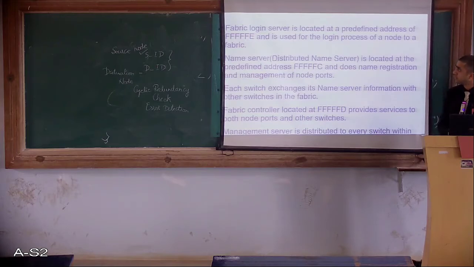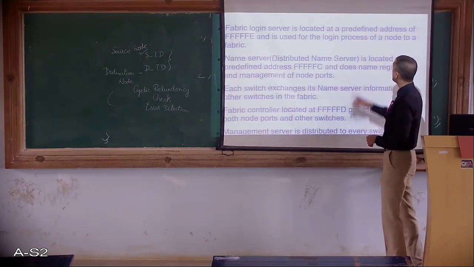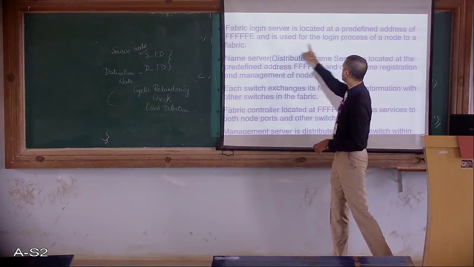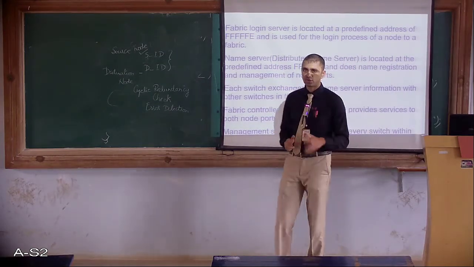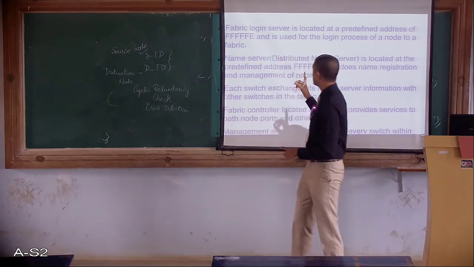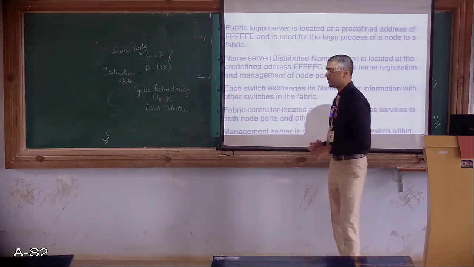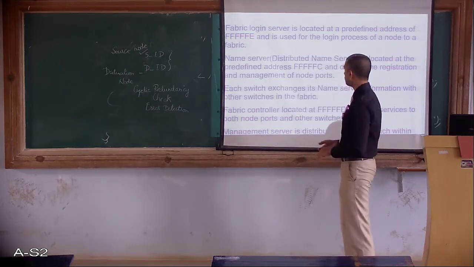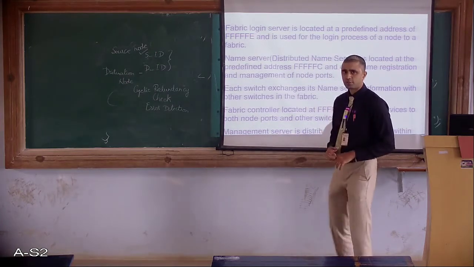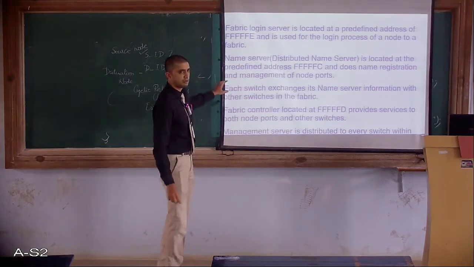Let us repeat it again. The first one, the fabric login server, is located at a predefined address and is used for the login process of a node to a fabric. Whenever a node logs into a fabric, this server assigns an address to that node. Next, when the node logs into that fabric, the name server comes into the picture, where the node has to register its name to that fabric.